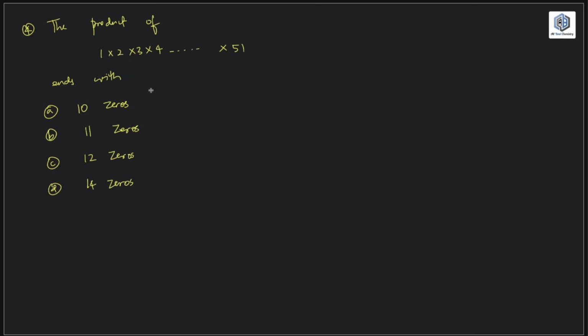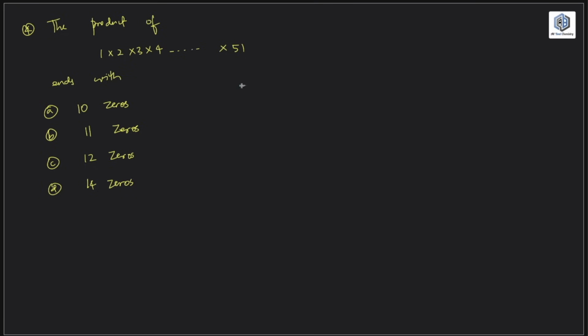Now the question says that the product of 1, 2, 3, 4, 5, 6 and so on, till 51, if you are multiplying it till 51, what they are asking is it will end with how many zeros? See, to answer such a question, first of all you have to look at how many multiples of 5 there are. From 1 to 51, how many multiples of 5 are there?